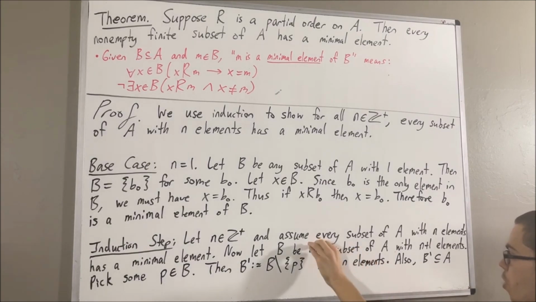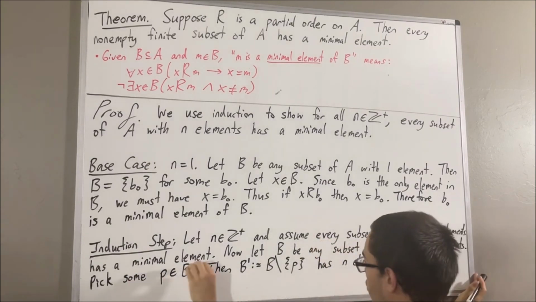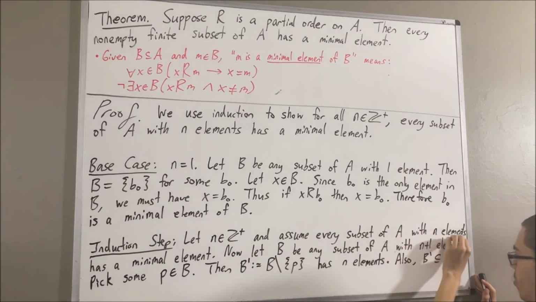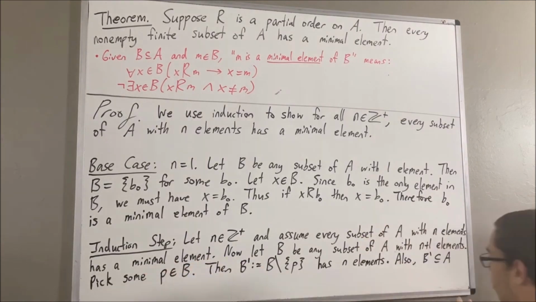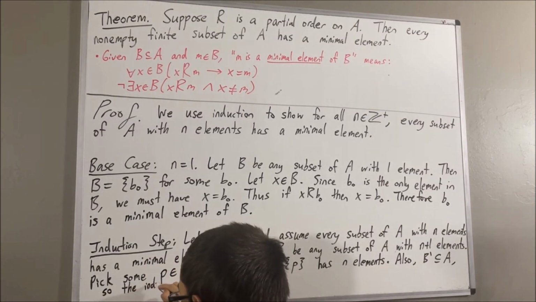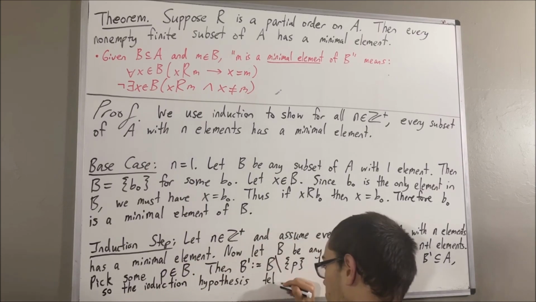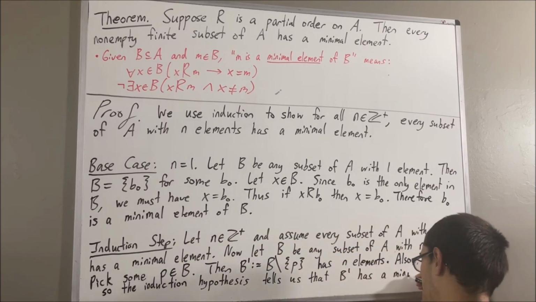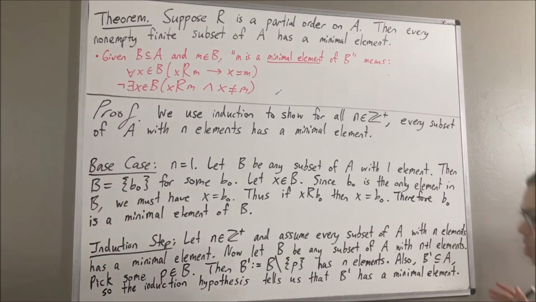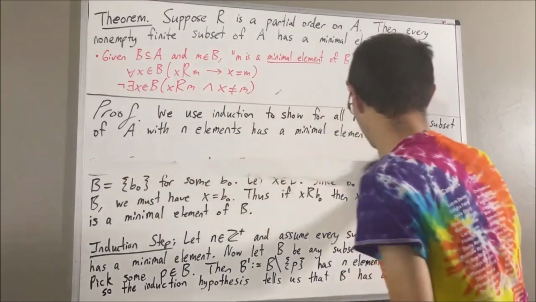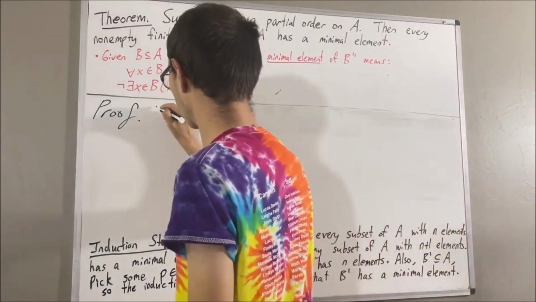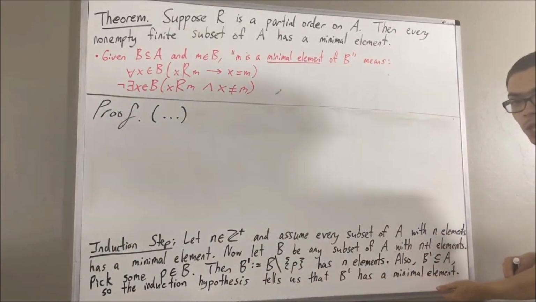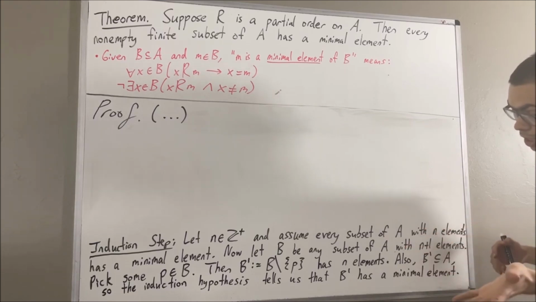Well, we know that the induction hypothesis is true for every subset of A with n elements, so it must be true for B prime. Therefore, B prime must have a minimal element. Now let's just move back up to the top. Since B prime has a minimal element, we'll call that minimal element Q.